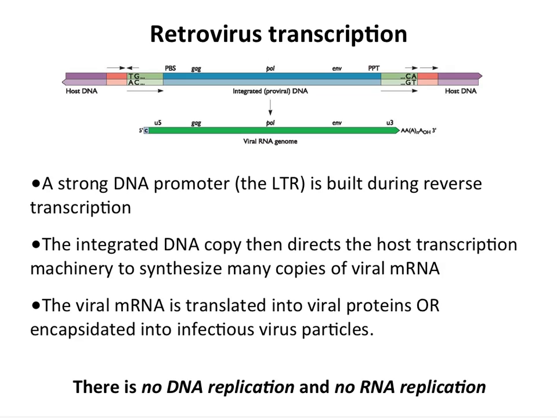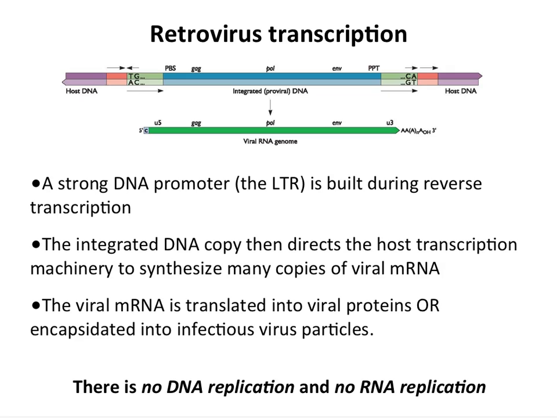So there again is our proviral DNA. It's integrated into host DNA. The duplication of the host DNA is again shown in orange. And this is now the substrate for transcription, for production of mRNA. Remember, the goal is to get to mRNA so you can make protein. The LTRs have a promoter built into it, which is built during reverse transcription. The RNA, the viral RNA, doesn't have an LTR.